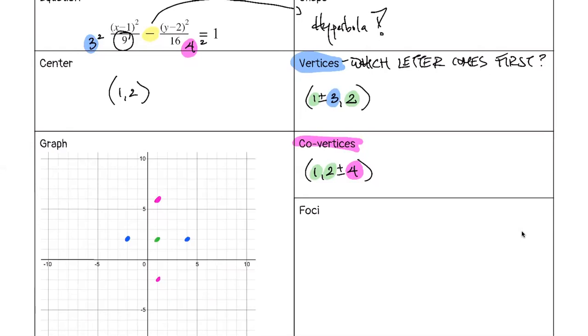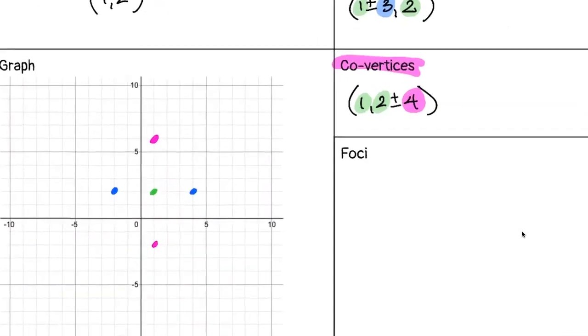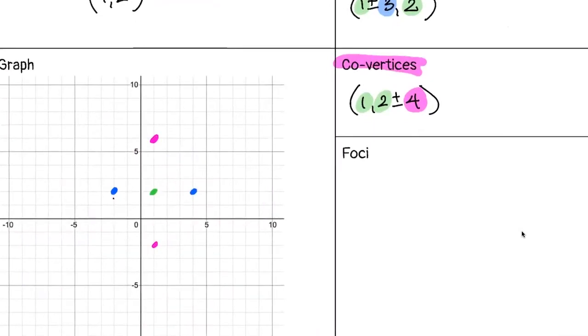Okay. Now, because this is a different shape, we don't connect these 4 points. We don't connect the pink and blue points together because that would make an ellipse. But what we do is we use these to sketch a rectangle. Okay, so I'm going to put this in a dotted line. So I drew my 4 dots, my vertices and my covertices, and I use them to draw a rectangle.